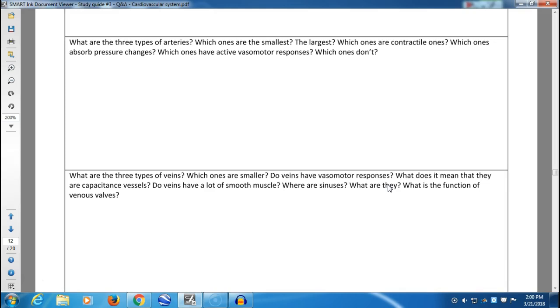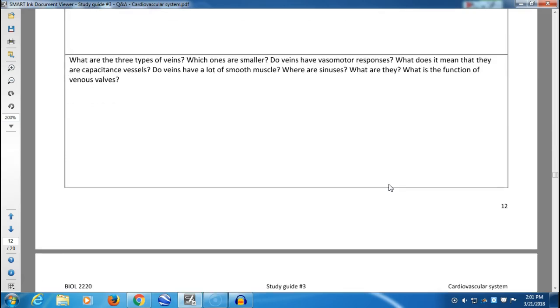And understand, does the aorta regulate blood flow to the tissues? No, it doesn't. Okay? Does that make sense? Because it's too big. Elastic arteries do not regulate blood flow to the tissues because they have basically no vasomotor responses. Okay?